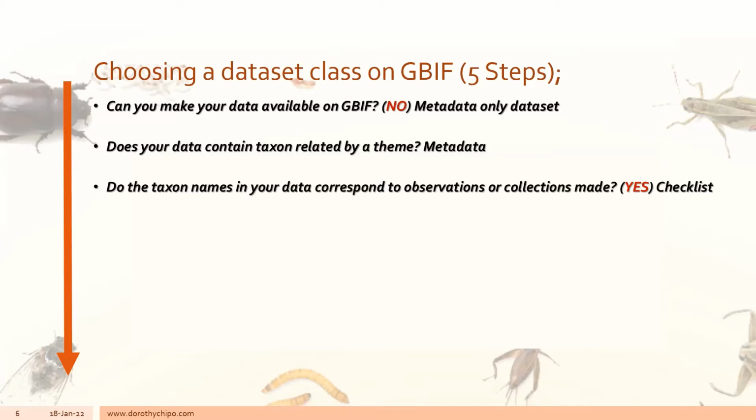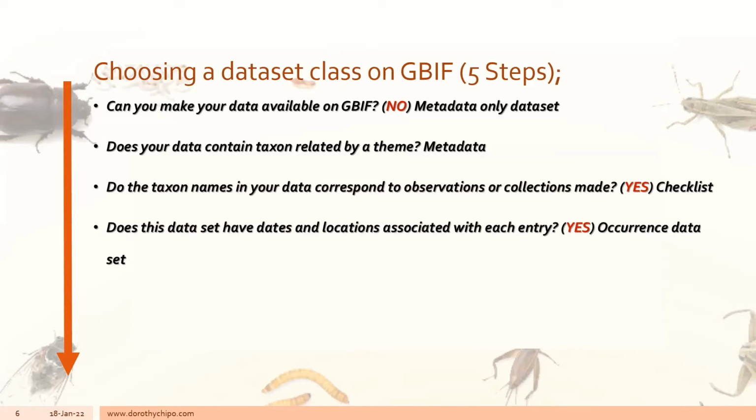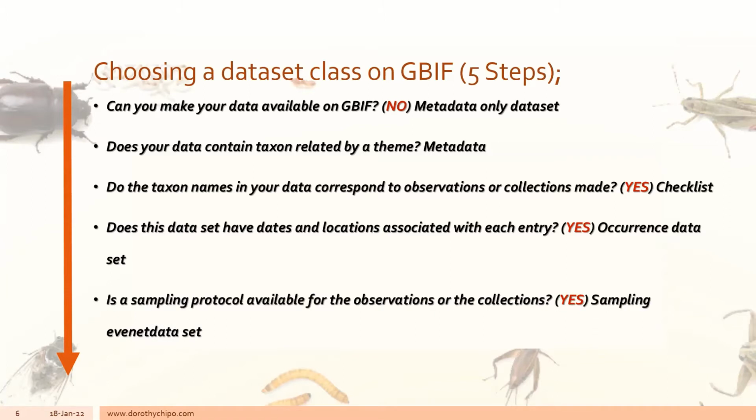Then if you ask further questions, whether your data has dates and locations associated with each entry, then you are now eligible for an occurrence data set template. And then if you have further information that denotes the sampling protocol, measurements, and observations on your observations or collection, then you can go for a sampling event data set.